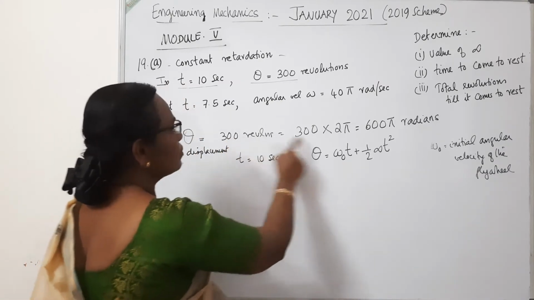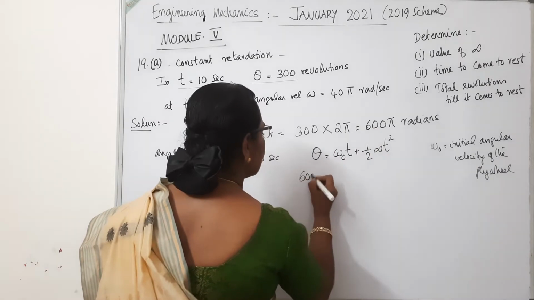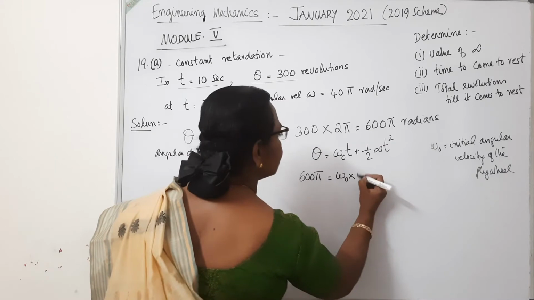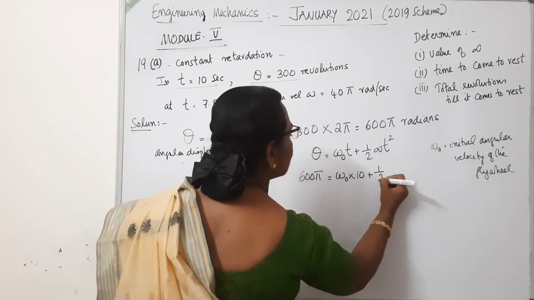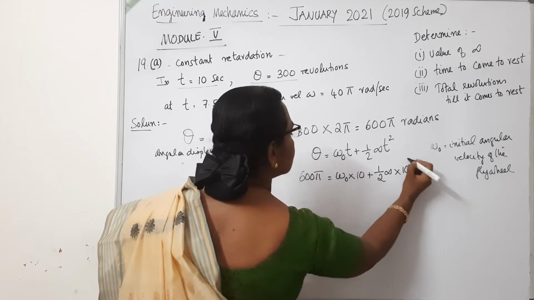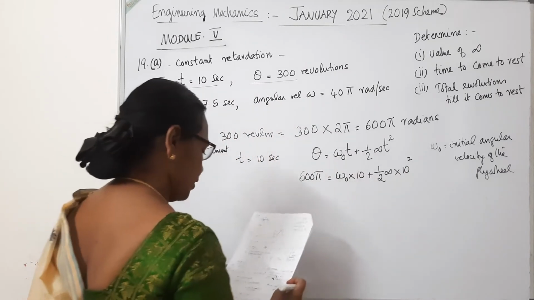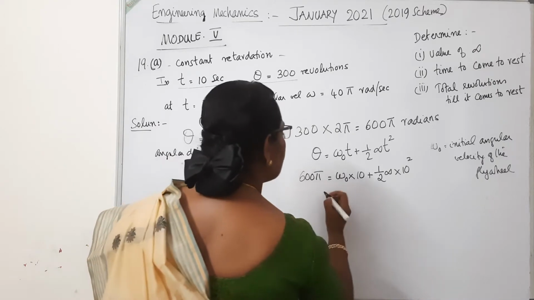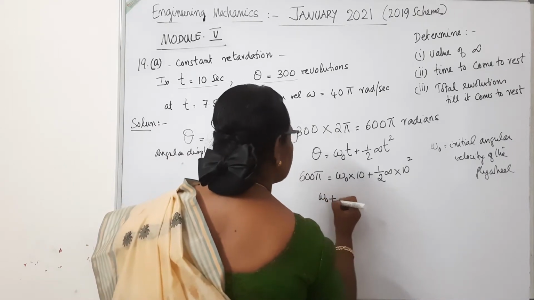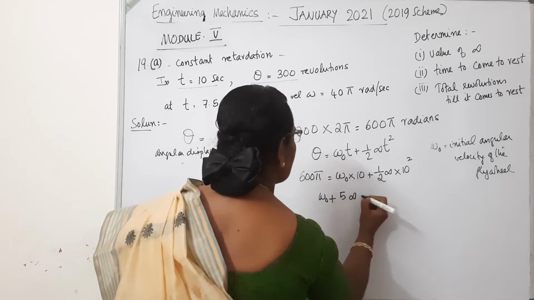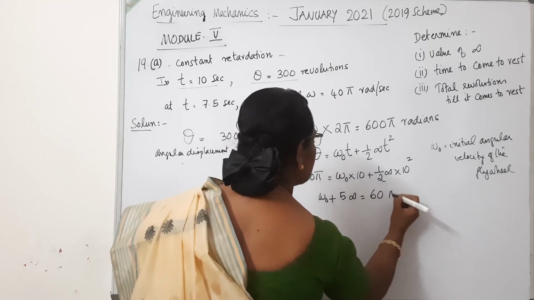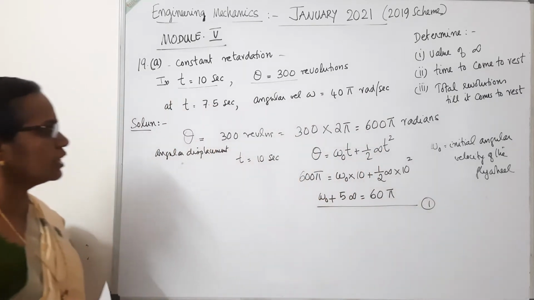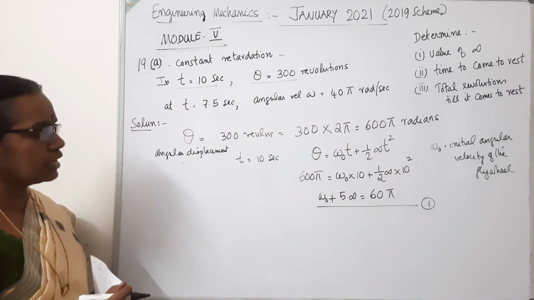Let us substitute. We have given theta. So 600 pi is equal to omega 0 into time, 10 seconds, plus half alpha into 10 square, as alpha is also not known. From this I can write omega 0 plus 5 alpha is equal to 60 pi. This is equation 1, the relation connecting initial angular velocity and alpha.